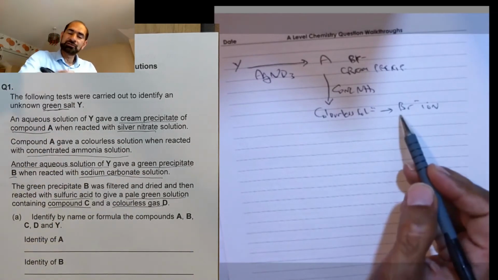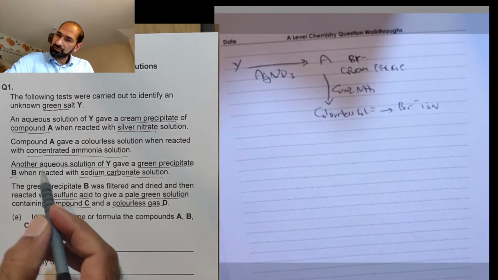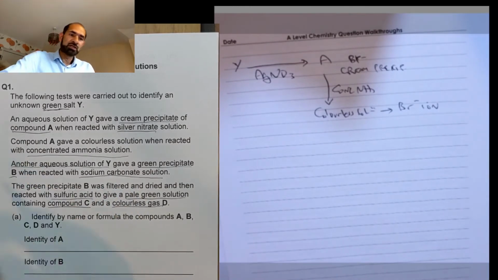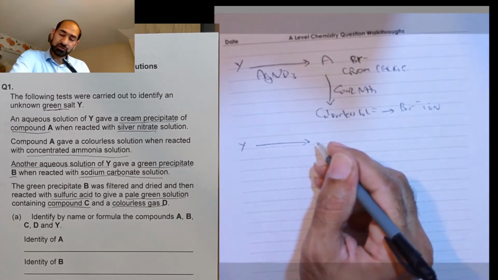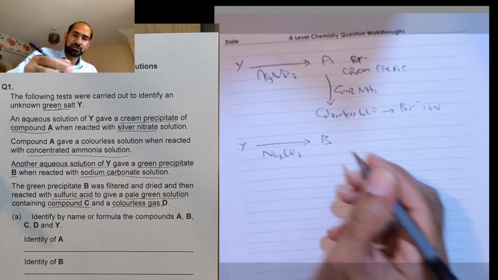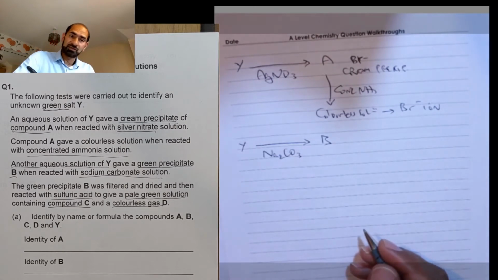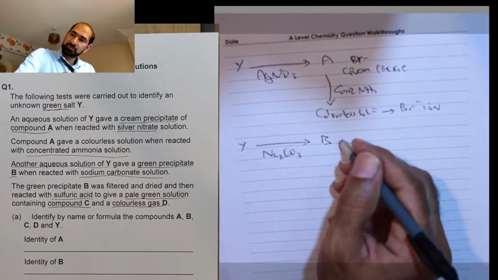So I found out bromide. So I've done that part. Next part. Another aqueous solution, green precipitate B when reacted with. So we've taken a separate Y, and we've added to it sodium carbonate, and that gives us something called B. Right, so this is a green precipitate. Okay, now this is a green precipitate.